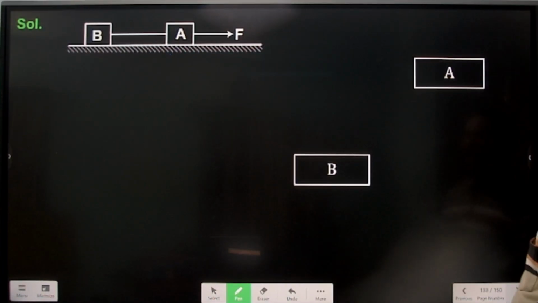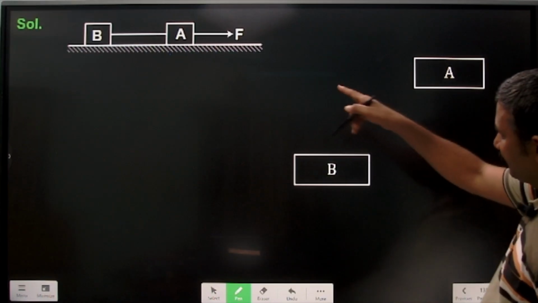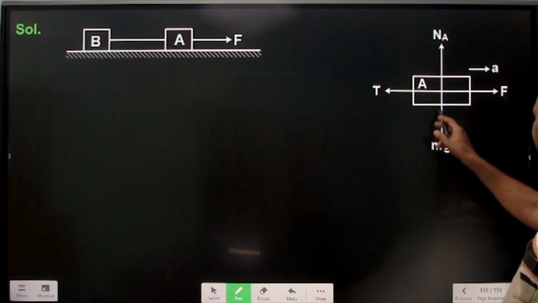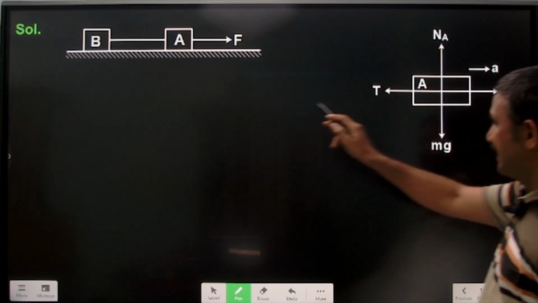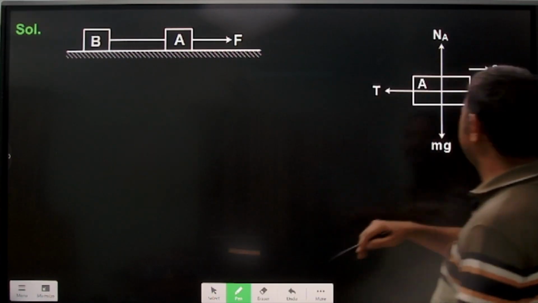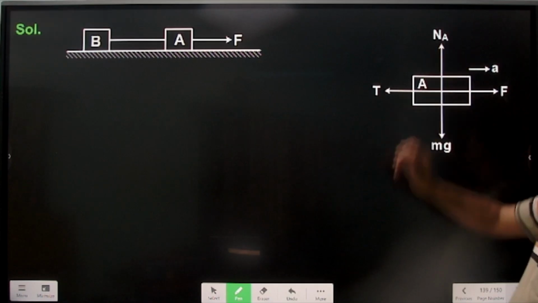Now here first draw free body diagram of these two bodies. What is the free body diagram of A and what is the free body diagram of B? Draw free body diagram of A. So this F external force is acting towards the right and tension T is acting towards the left, and mg is acting vertical downward direction and normal reaction force is acting vertical upward direction.